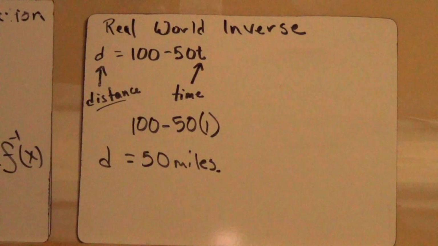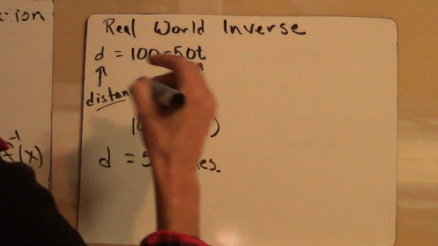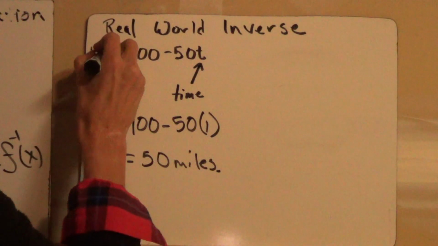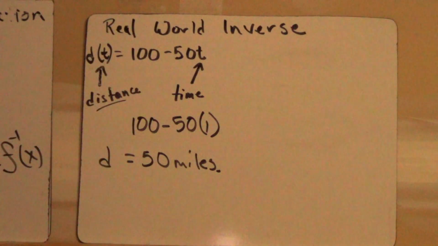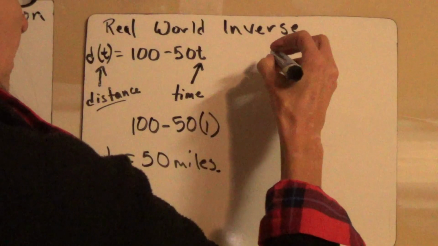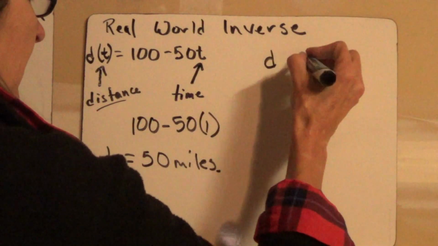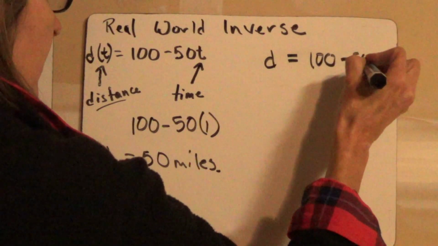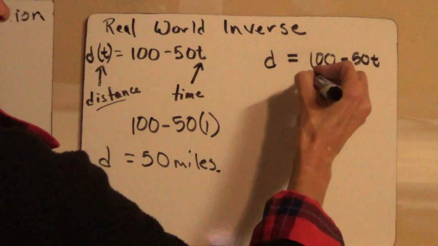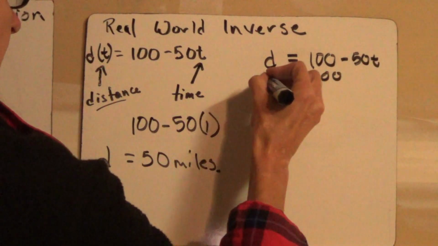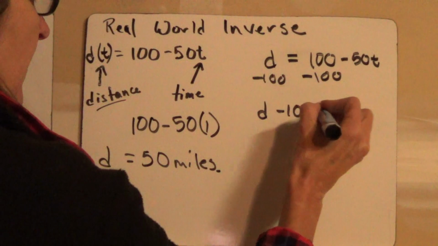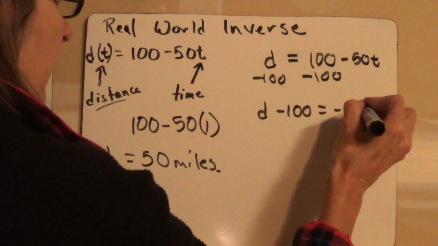But let's say that you don't want to know the distance, you want to know the time. We'll just switch it around and get the inverse. And one thing I should say, in real world, we should write d of t, showing that the distance is dependent on the time. Now in your inverse, let's switch it around. D equals 100 minus 50t. Subtract 100 from each side. So we get d minus 100 equals negative 50t.